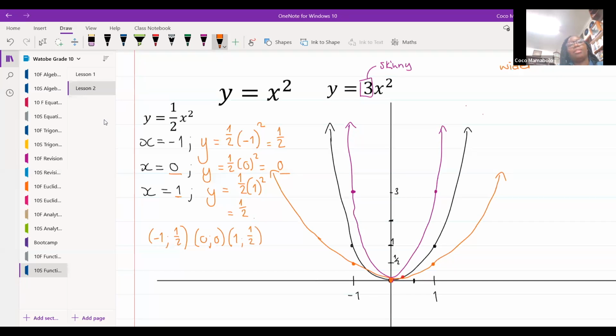Oh, okay, that makes sense, now I understand. And that's how I plotted them. Your graph looks okay.